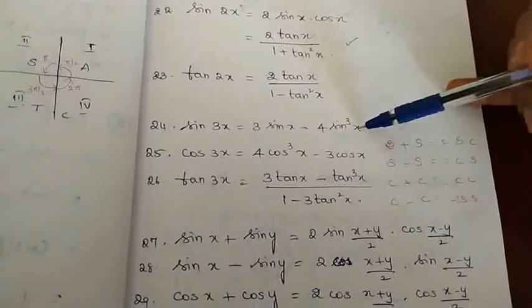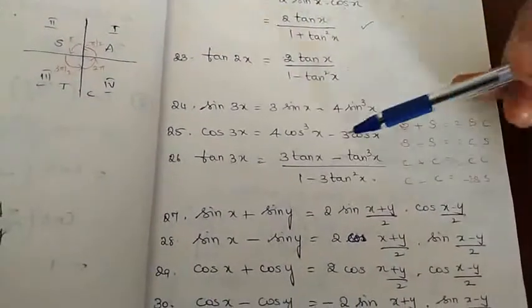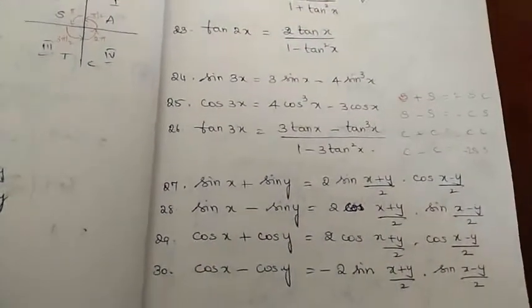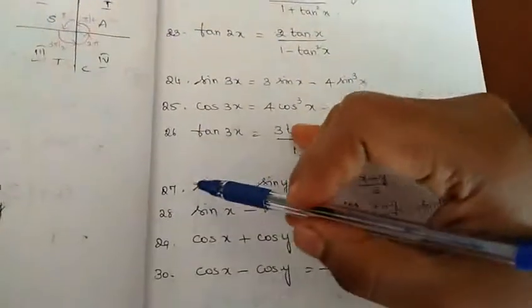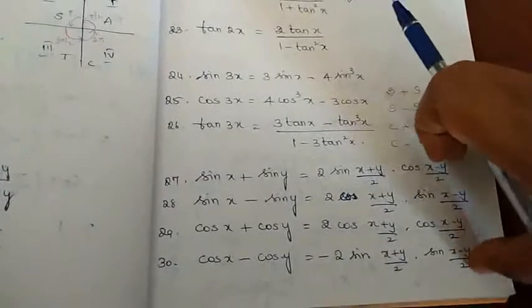Right. Then sin 3x is 3 sin x minus 4 sin cube x. Cos 3x is 4 cos cube x minus 3 cos x. These are all the identities you have to remember. Then the repeatedly used identities are these four: sum and difference of the angles.